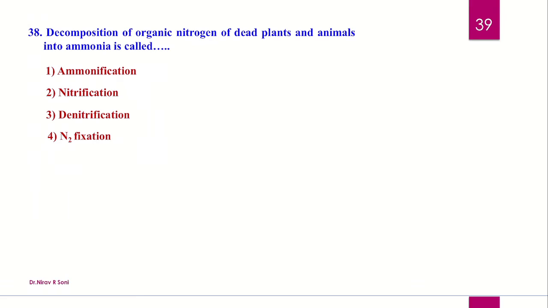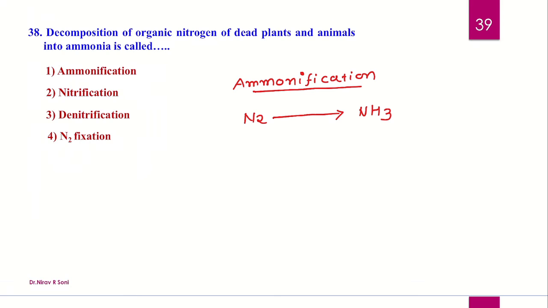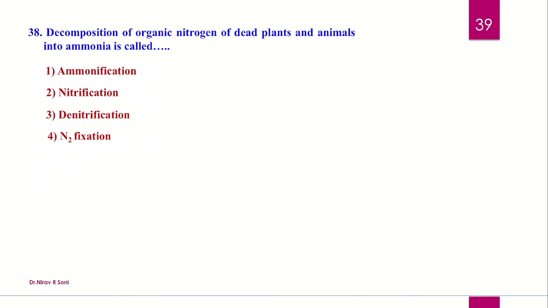Decomposition of organic nitrogen of dead plants and animals into ammonia, converting into the NH3 form, is called the ammonification process, by using the nitrogenase enzyme. You can also write here nitrogen. As per the sentence, ammonia, that's why it's called ammonification process.